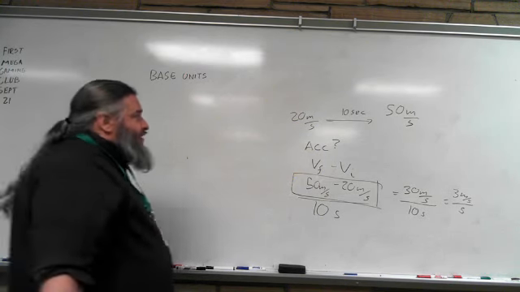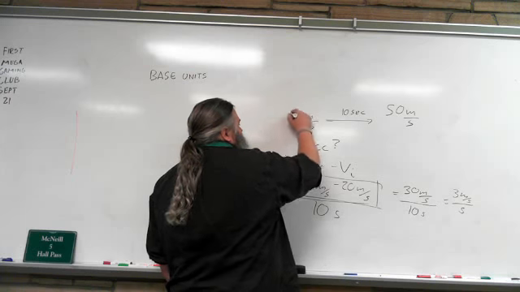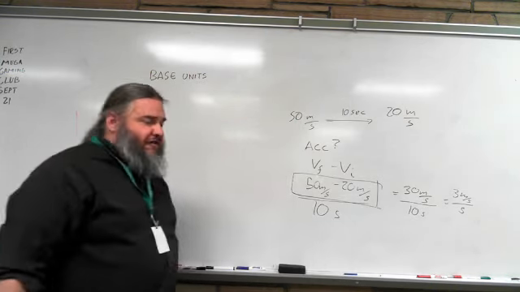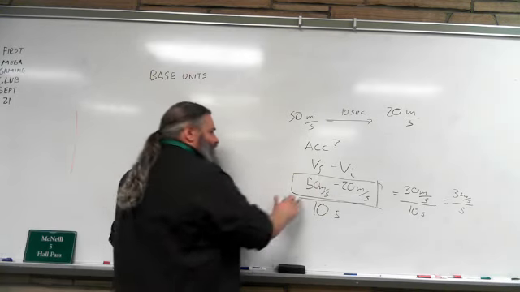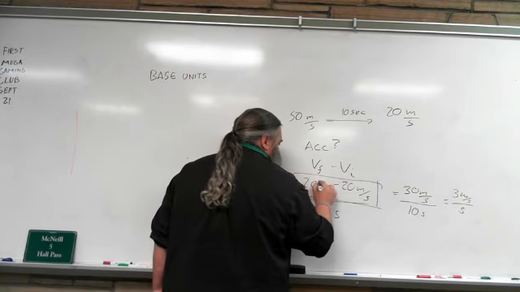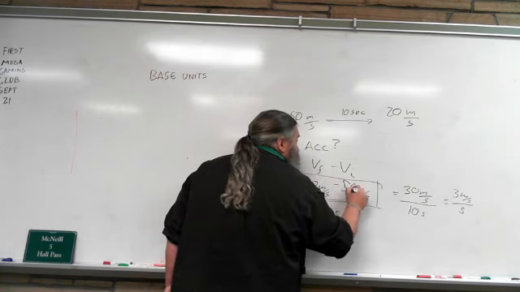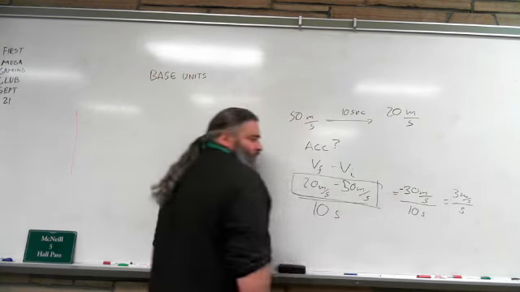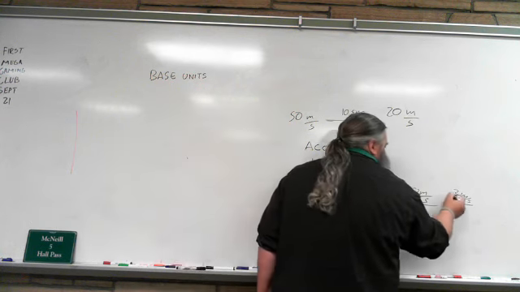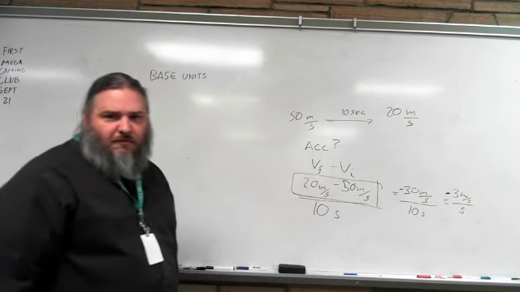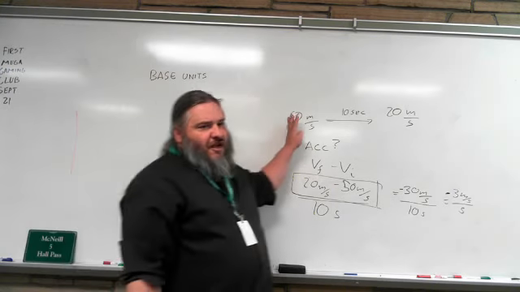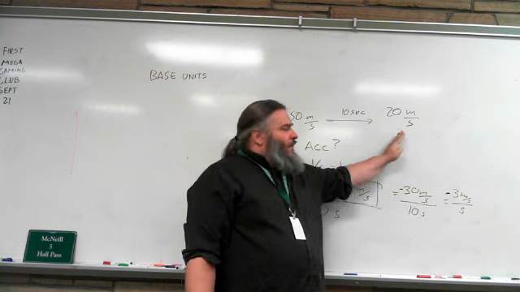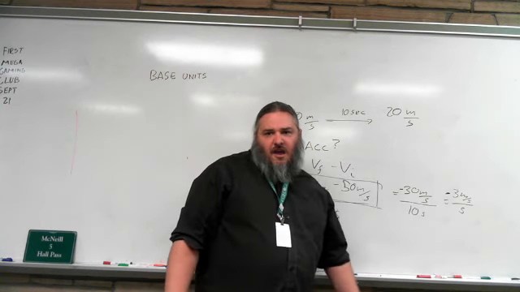Now if I were to do the exact same thing, but it goes from 50 meters per second to 20 meters per second, my change is going to be negative 30, which means that my acceleration is negative 3 meters per second per second. Now normally we would say this object is braking, it's slowing down, but we could use an example that would prove that that's not always the case.